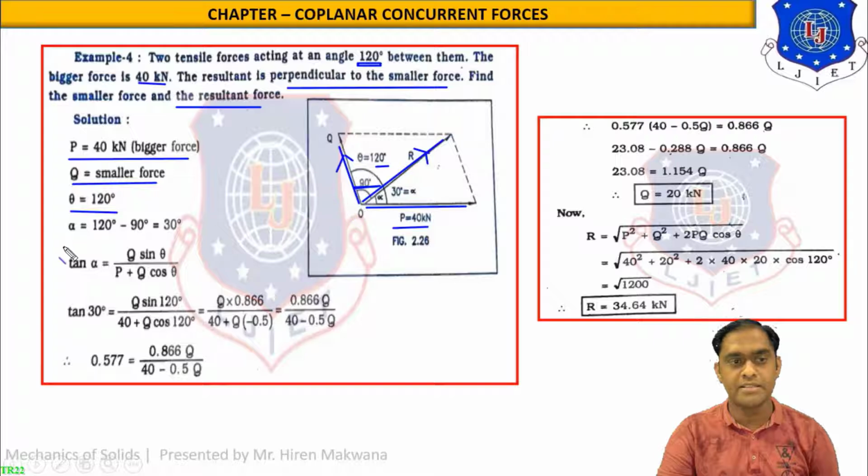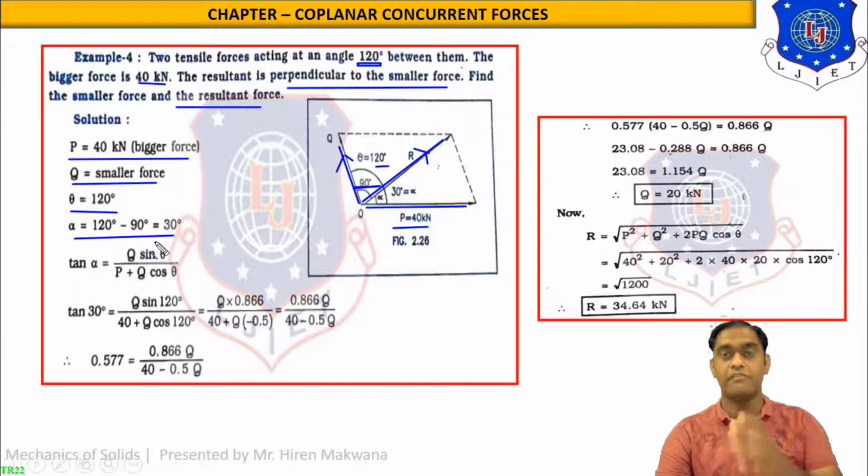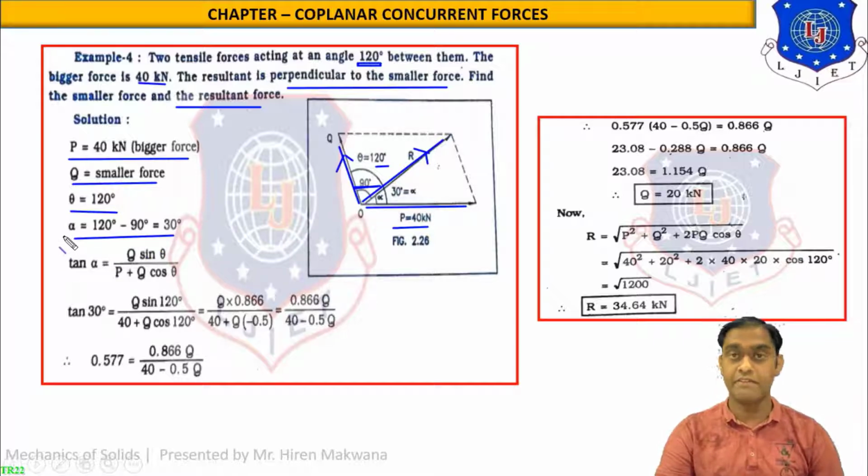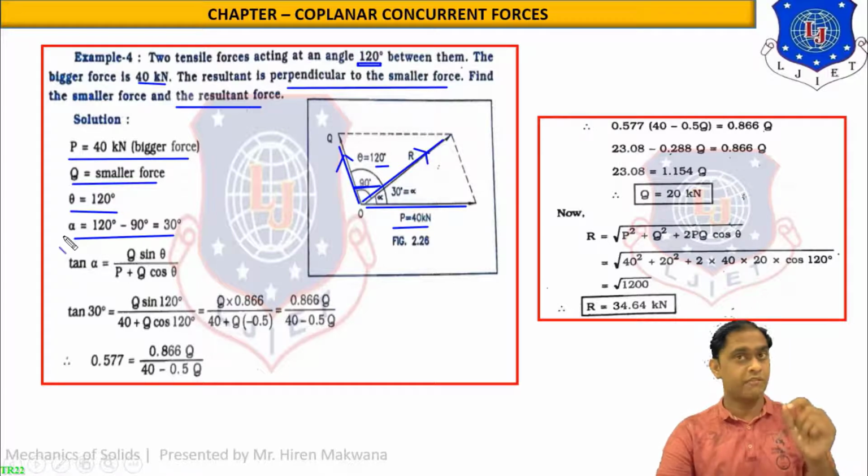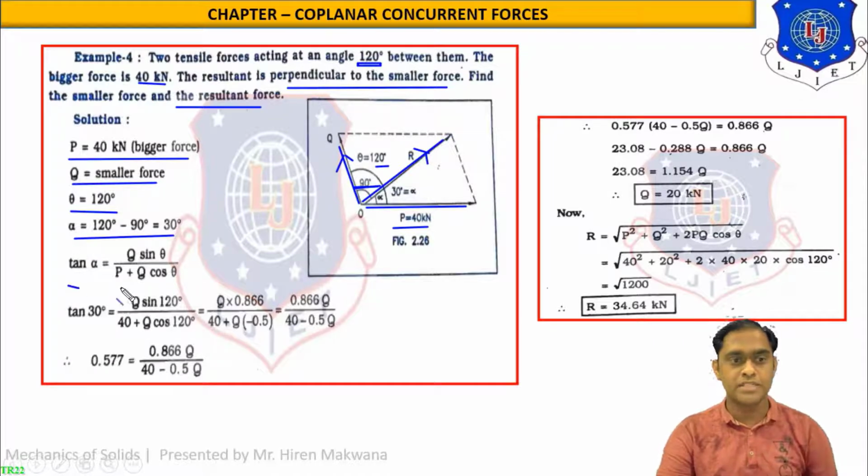So 120 minus 90, alpha will be 30. So alpha, we don't have to calculate. It's directly available from the figure, which is 30 degrees. Now, just remember one thing, whenever alpha is available to you, then first apply the formula of tan alpha.